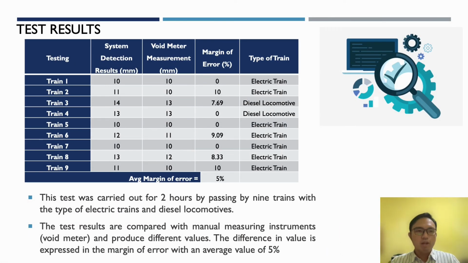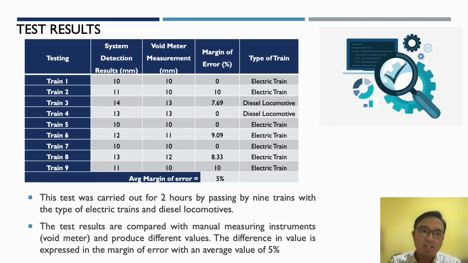We will talk about test results. As you can see in this table, the test was carried out for 2 hours with 9 trains passing by, train 1 until train 9, of the types electric train and diesel locomotive. There are 7 electric trains and 2 diesel locomotives.